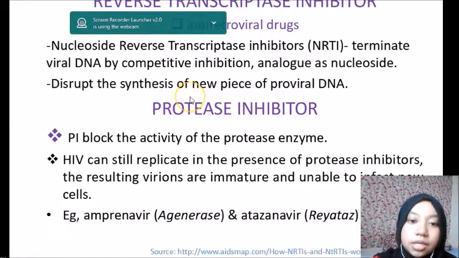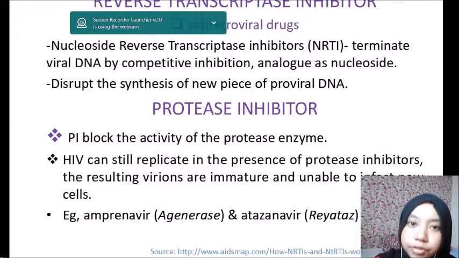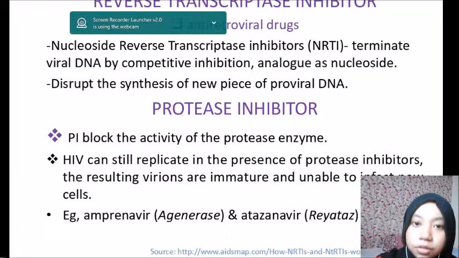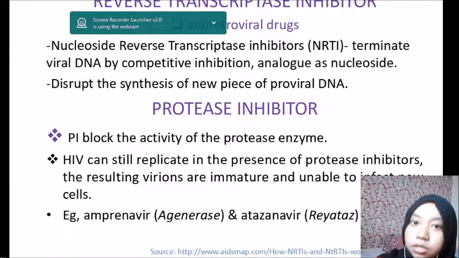Next, the last one is protease inhibitor. Protease inhibitor blocks the activity of protease enzyme, which the HIV virus really needs to cleave the polyprotein of HIV into smaller proteins, so that it is very important for assembly of the viral HIV protein. Even though HIV can still replicate in the presence of protease inhibitor, the resulting variant is still immature and cannot infect the new cell.